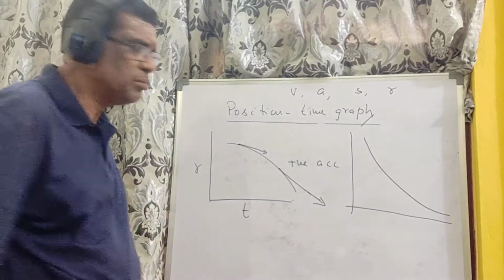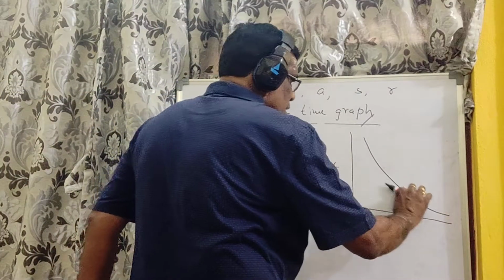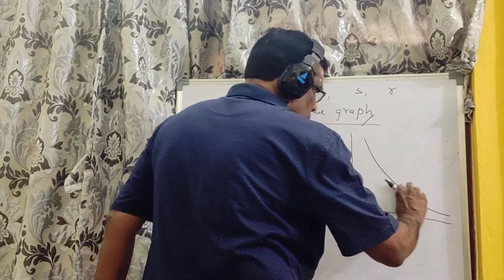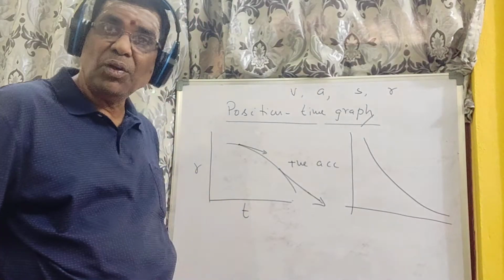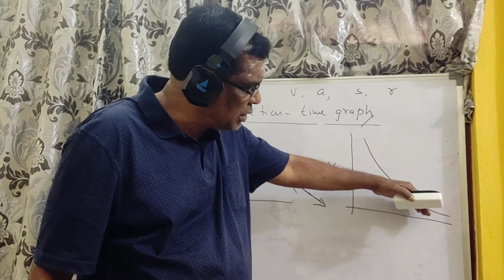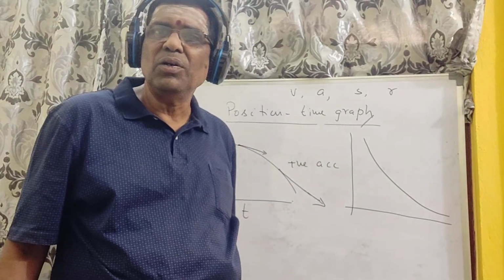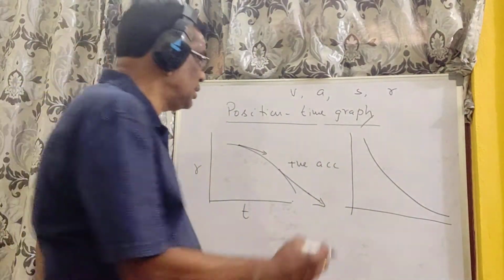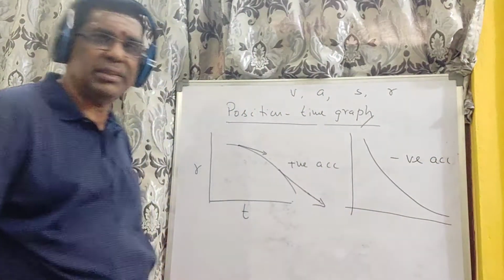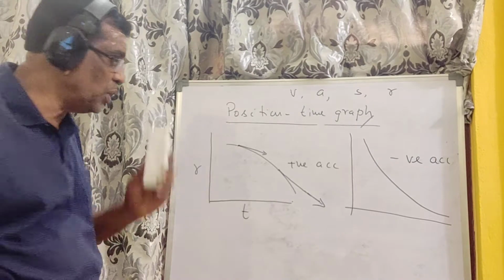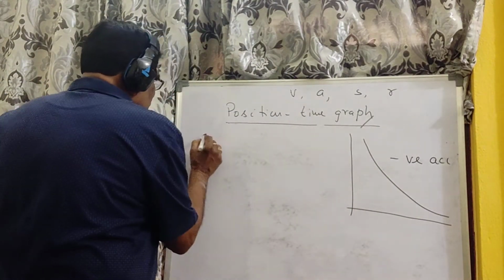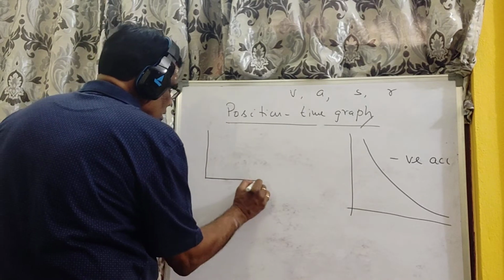What do you get here? Again, negative acceleration, velocity, and very high negative value, less negative value. So minus 30, minus 20, minus 5, 0. Therefore, this is a case of retardation or negative acceleration. So you have to understand that I'll give you these things here.